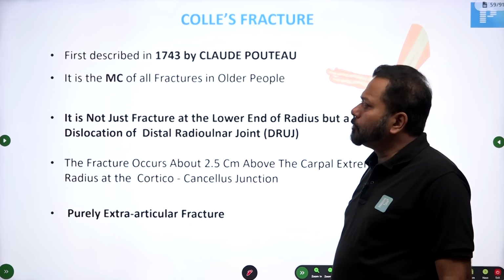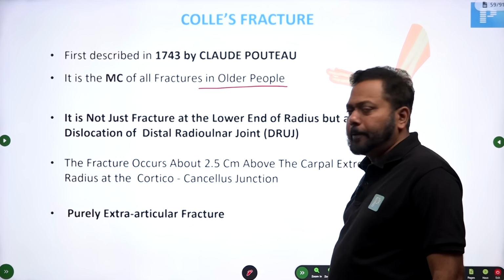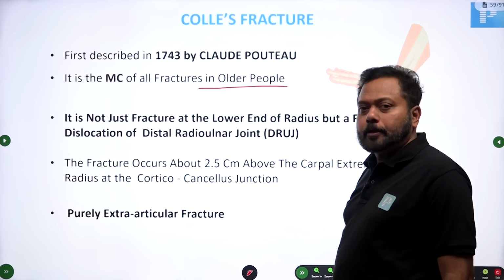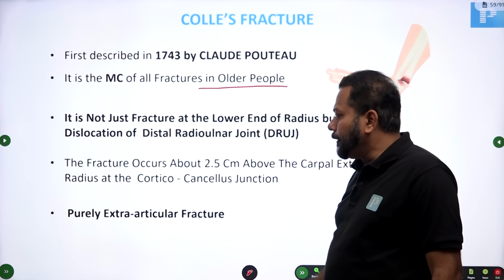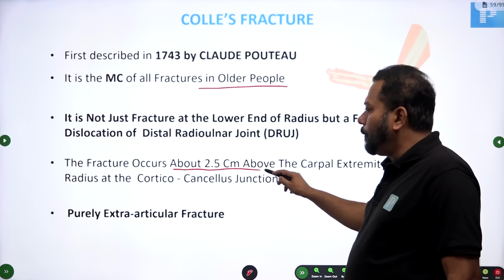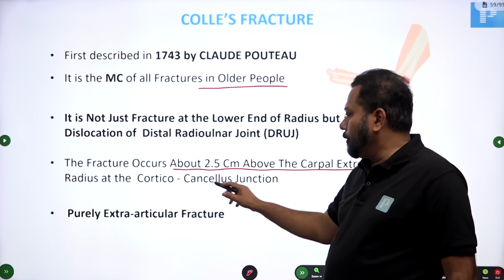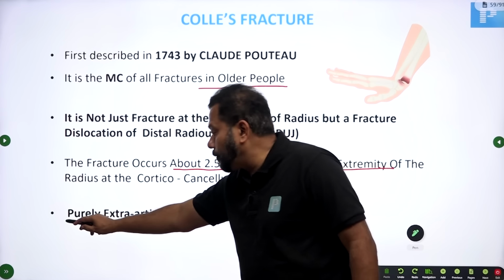It is the most common of all fractures in older people. It is not just a fracture at the lower end of the radius, but a fracture dislocation of the distal radioulnar joint. Fracture occurs about 2.5 centimeters above the carpal extremity of the radius, at the corticocancellous junction, purely extra-articular.